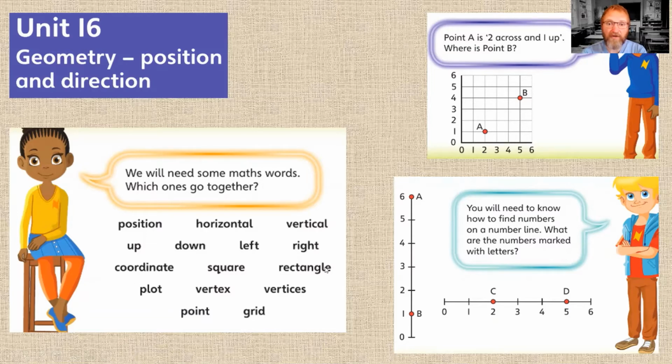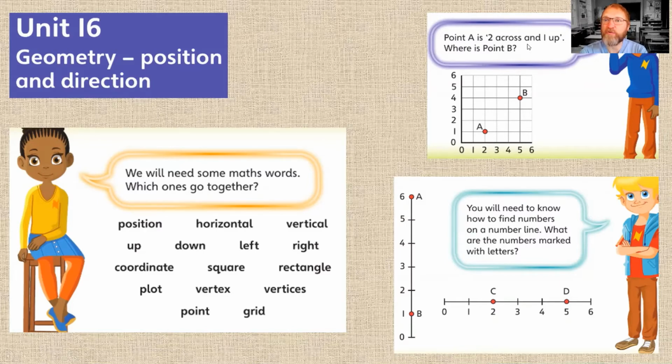We've got square and rectangle, which are both quadrilaterals with right angles. Remember, a quadrilateral is something with 4 sides. And we've got a vertex, which means a corner. It's a mathematical term for corner. And vertices means more than one vertex. So if we're talking about one corner, we call it a vertex. If it's more than one corner, we talk about vertices. How many vertices does a square have? It has 4.